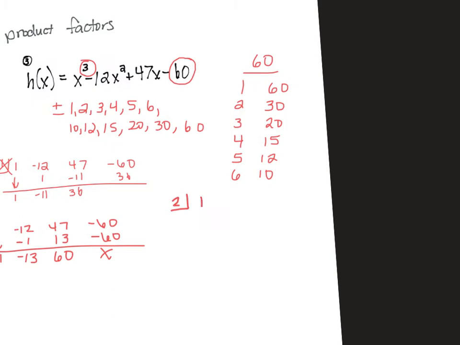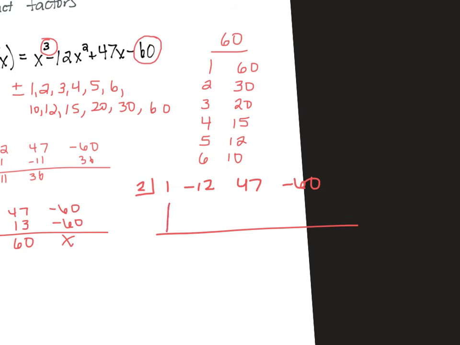So I have 1, -12, 47, -60. Hang on 1 second. Okay, so bring down the 1. I'm sorry. Yeah, bring down the 1. Don't write a 2. Bring down the 1. 1 times 2 is 2. -12 and 2 is -10. -10 and 2 is -20.